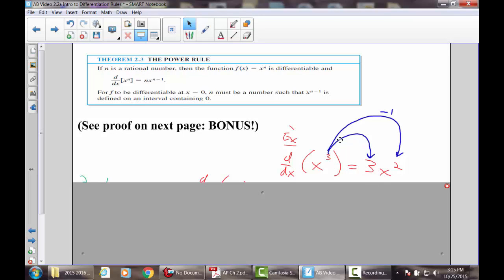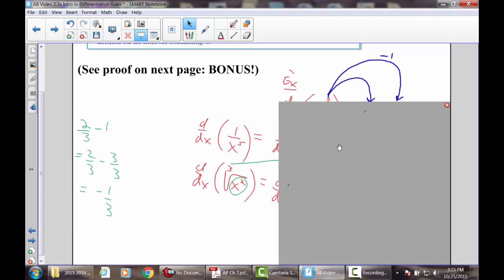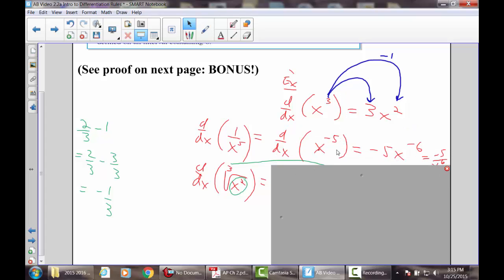You write your x, and then you subtract 1 from that exponent. Okay, so it's very straightforward. So for example, here, before you actually take the derivative, be careful. You can't take the derivative of 1 over x to the 5th. You have to rewrite that expression as the derivative of x to the negative 5.